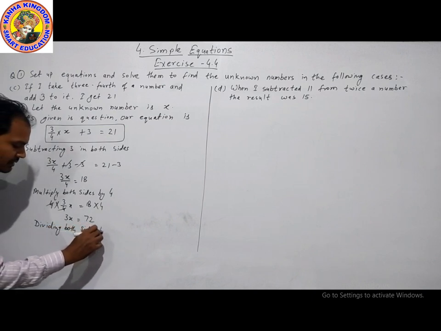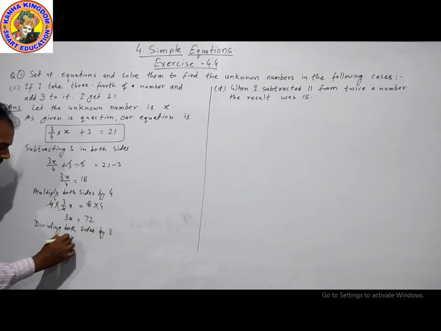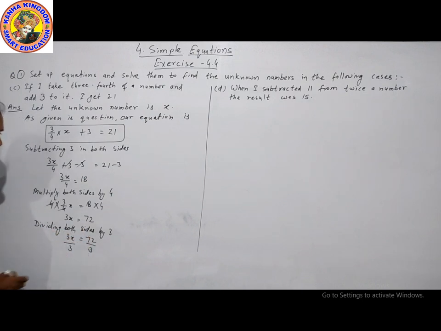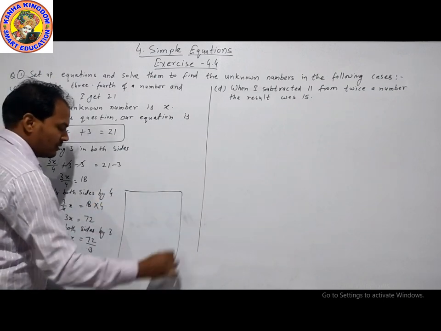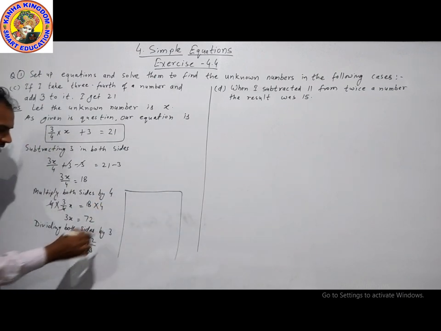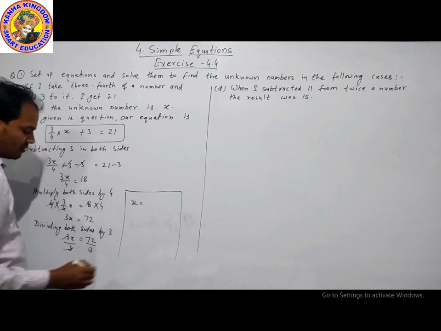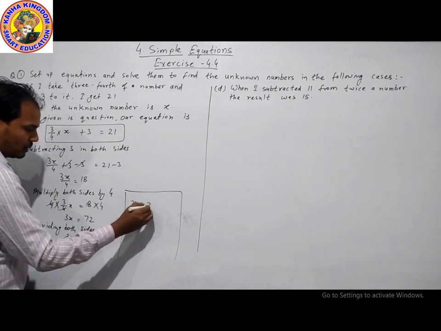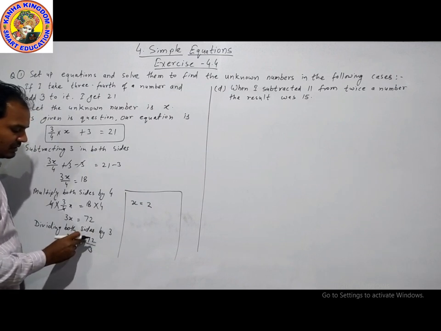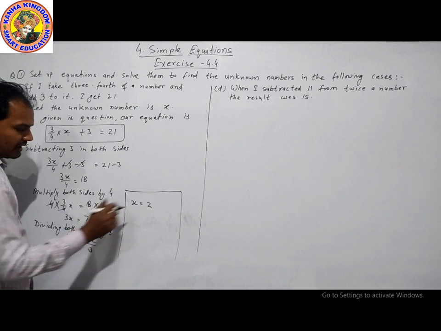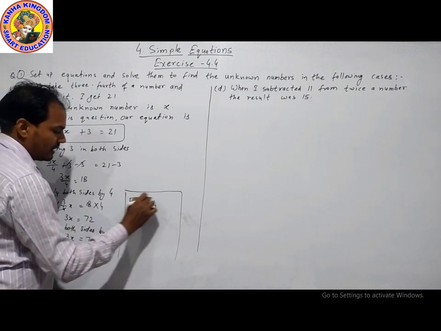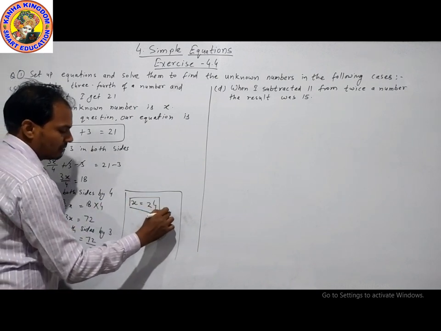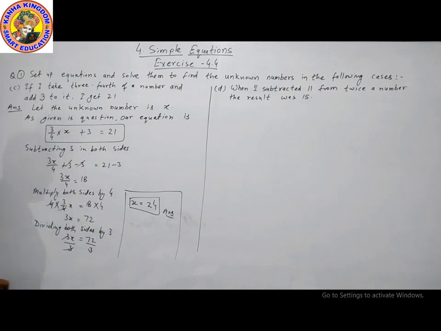Dividing both sides by 3. This is 3x is equal to 72. We will divide by 3. So 3 and 3 cancel. x is equal to, now we will divide. 2 times 6, remaining is 1. 1 and 2, 12. 4 times. x is equal to 24 is our answer.